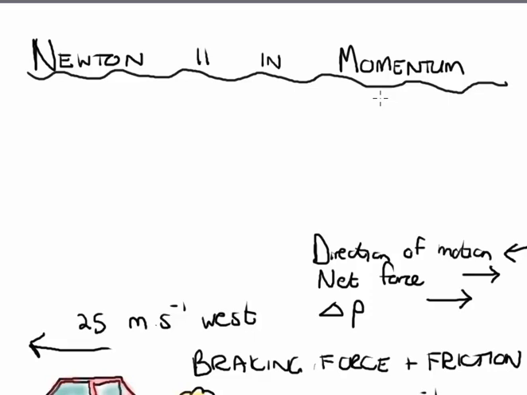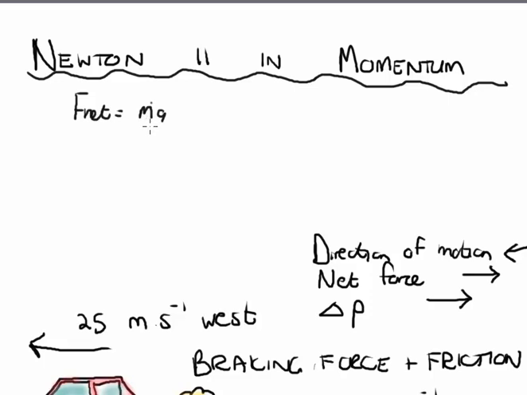Newton 2 in momentum. Let's just quickly remind ourselves what Newton 2 actually means. Newton 2 suggests that when a resultant force acts on an object, the object will accelerate in the direction of the net force with an acceleration that is directly proportional to the force and inversely proportional to the mass.